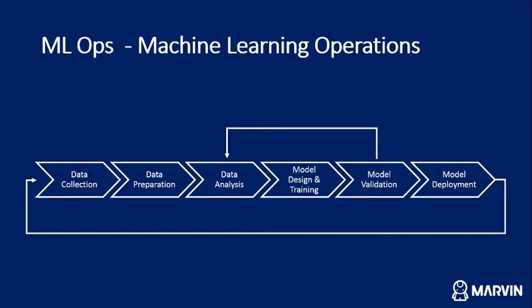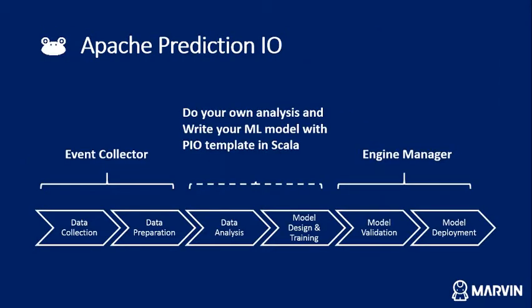Thankfully, there are some projects that can help us to standardize it. One project that we will talk about is Apache PredictionIO. This is a defined event collector that you can use to collect and prepare your data. And you will need to write your machine learning models based on the PredictionIO template in Scala. The reason why it has this kind of restriction is because PIO wants to utilize the scalability of Apache Spark so that it can perform large-scale training across multiple servers.